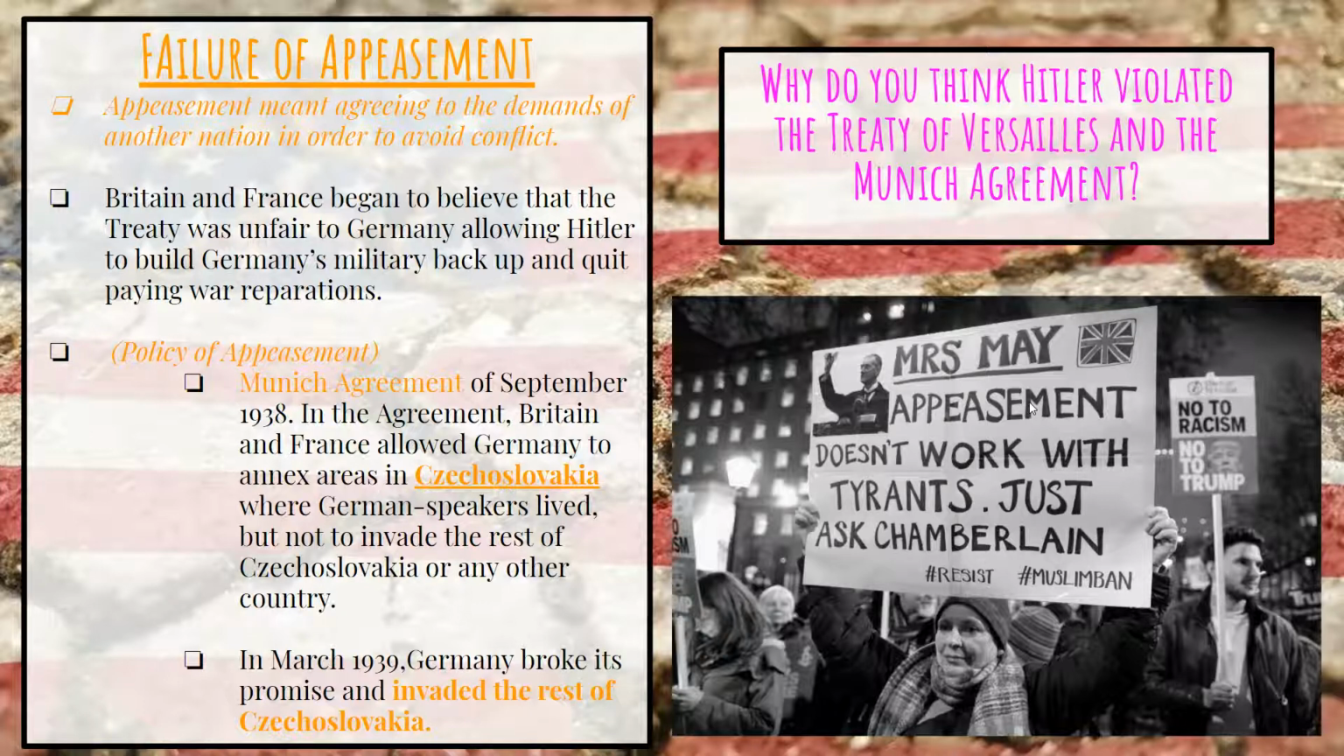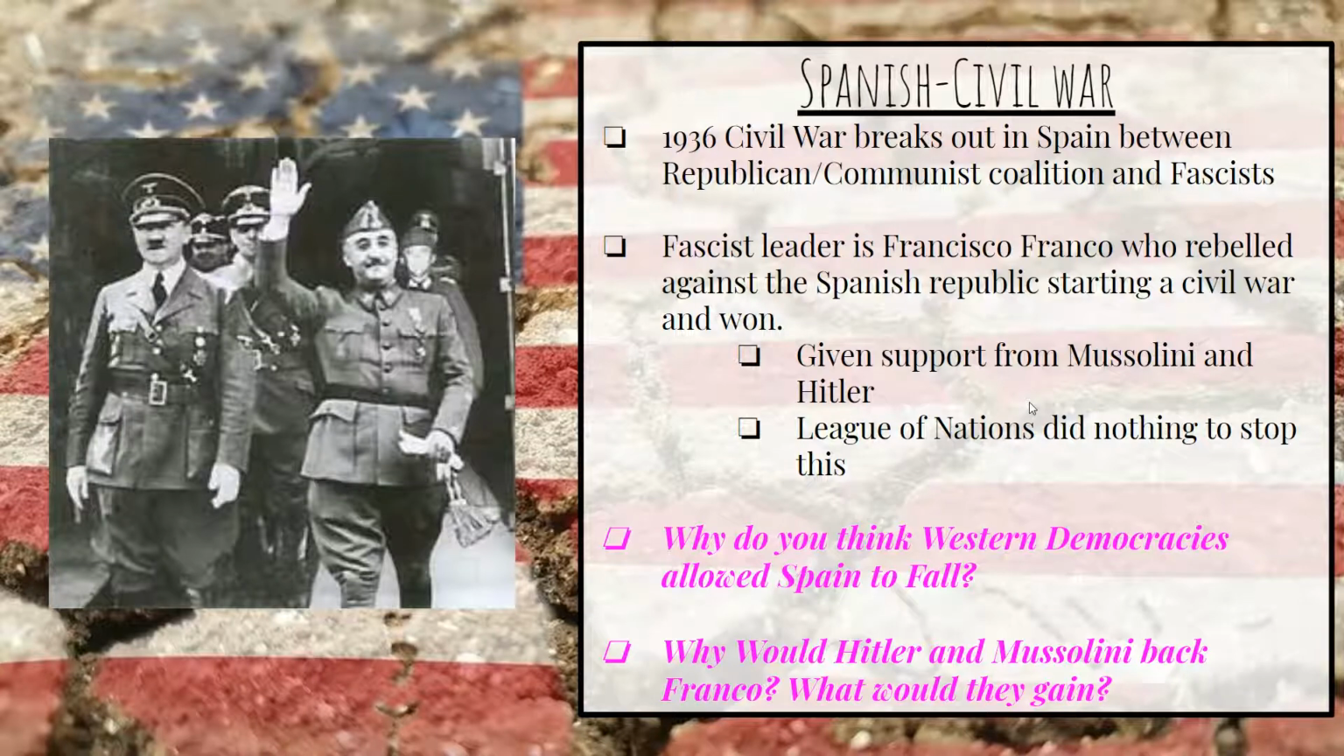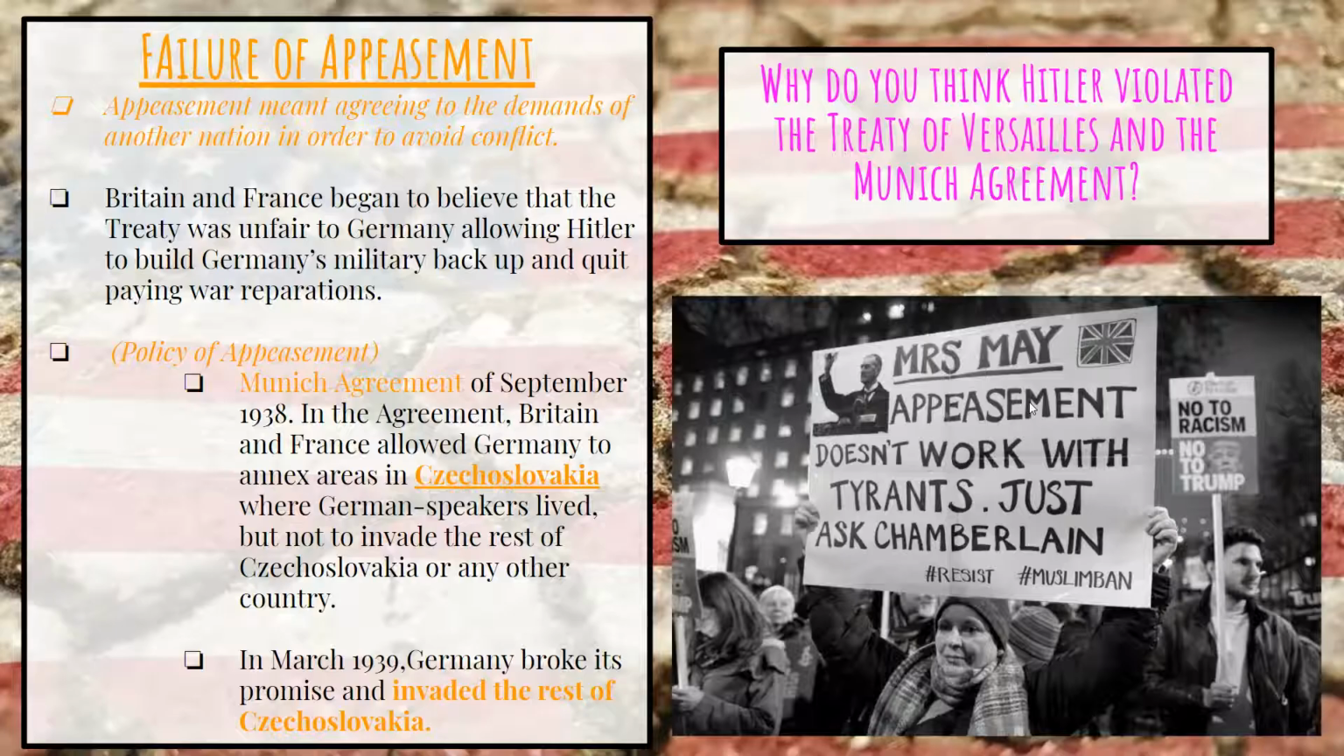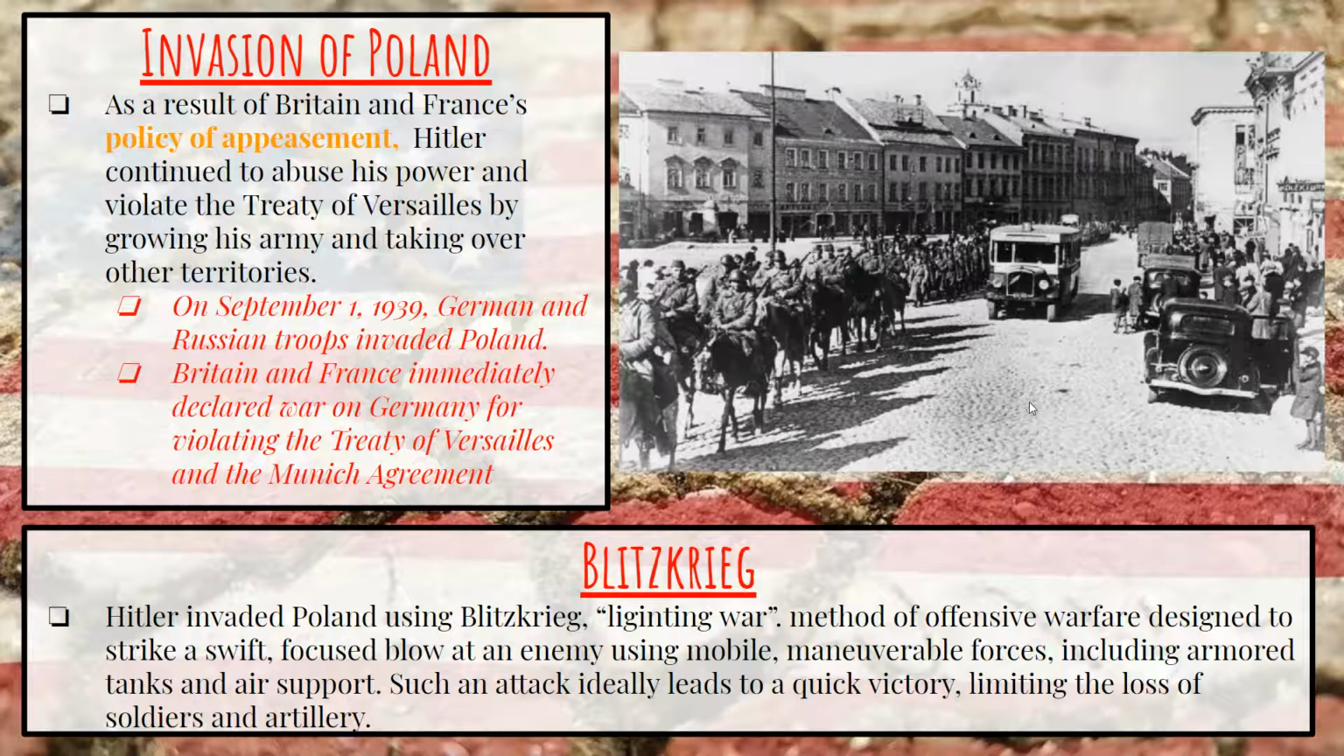Well, in March of 1939, Germany broke its promise. Remember Francisco Franco over here, we know the League of Nations isn't going to do anything. So he invades the rest of Czechoslovakia because he continues to want to build up Germany to come back. So now that he's used and abused that Munich Agreement, he is going to invade Poland as a result of the policy of appeasement. Hitler continued to abuse his power, violating the treaty, growing his armies, taking over territories.